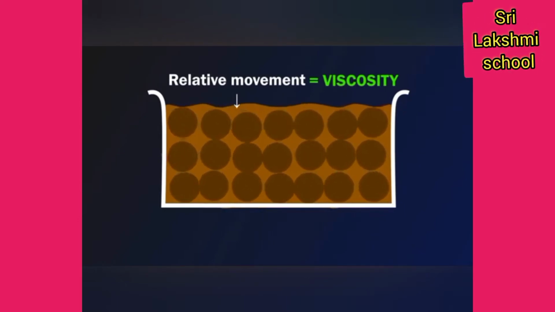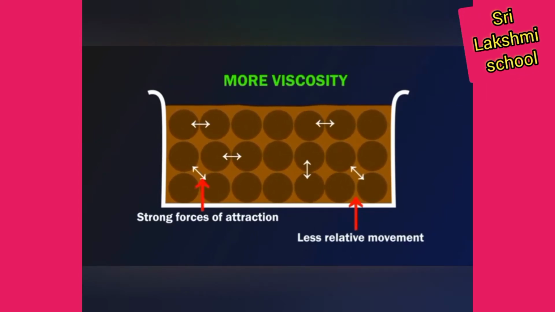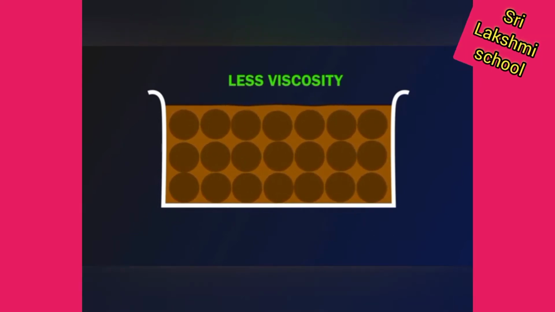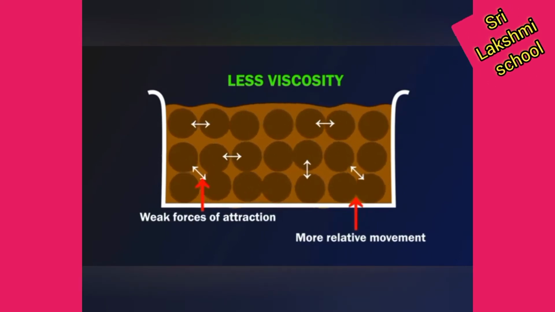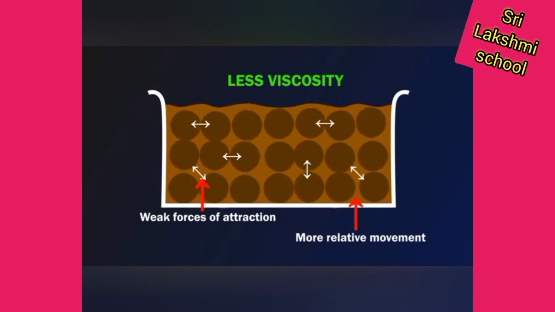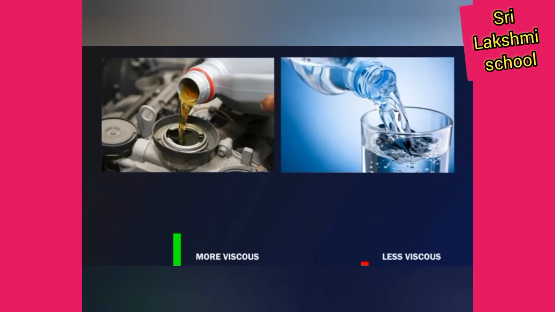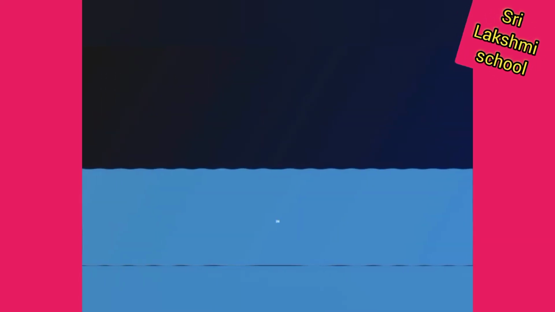and it is completely depending upon the viscosity. More viscosity, stronger forces of attraction, less relative motion. Less viscosity, weak force of attraction, more relative motion. Cohesive forces means attraction between the same type of molecules. Therefore, if you take an example of oil and water, oil is more viscous compared to water because the molecules have a lot of attraction force in the case of oil.